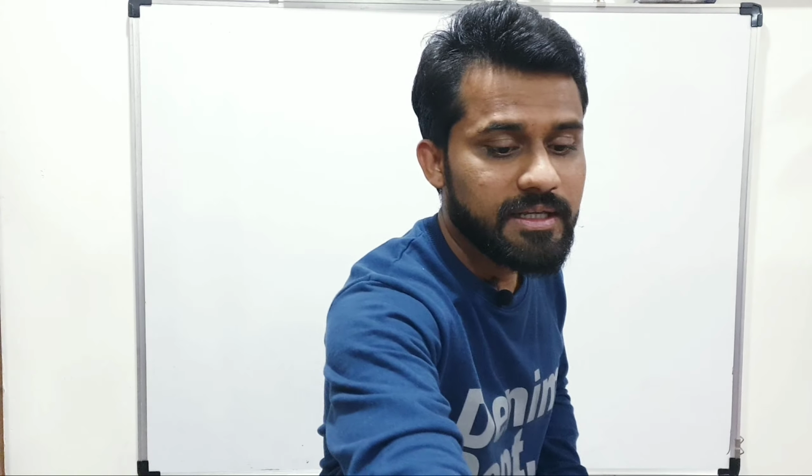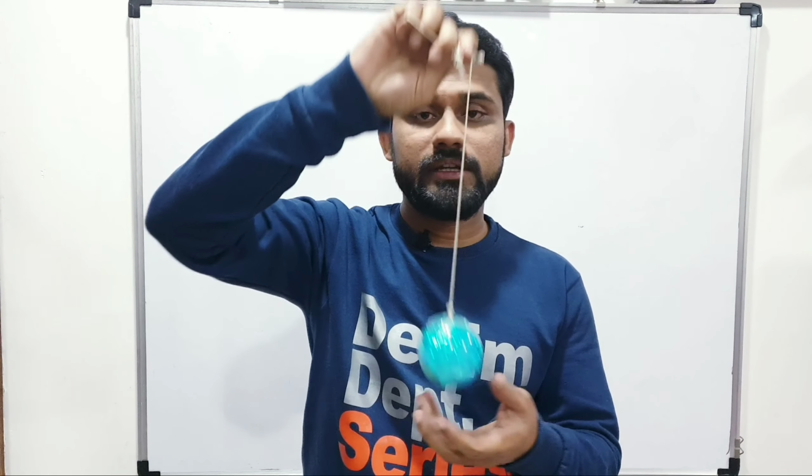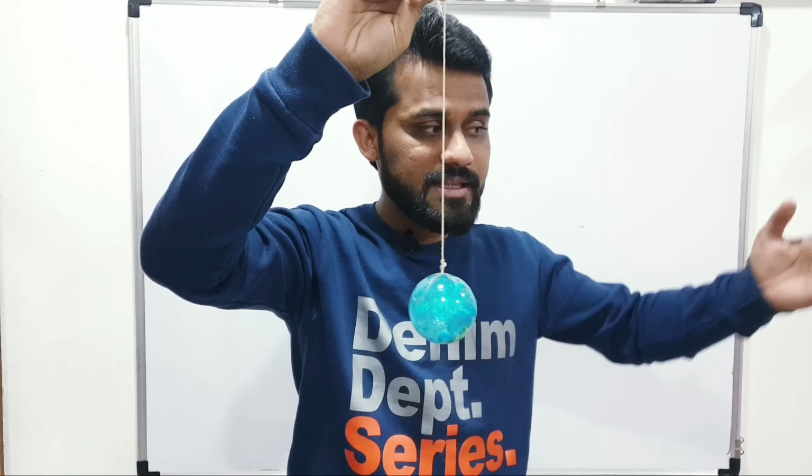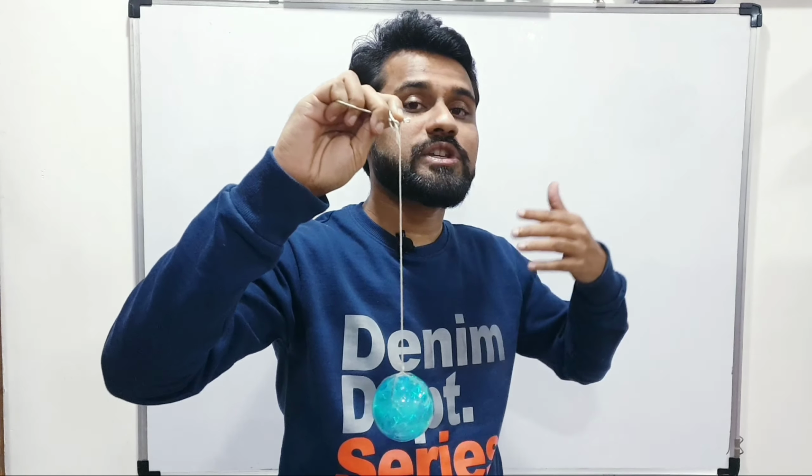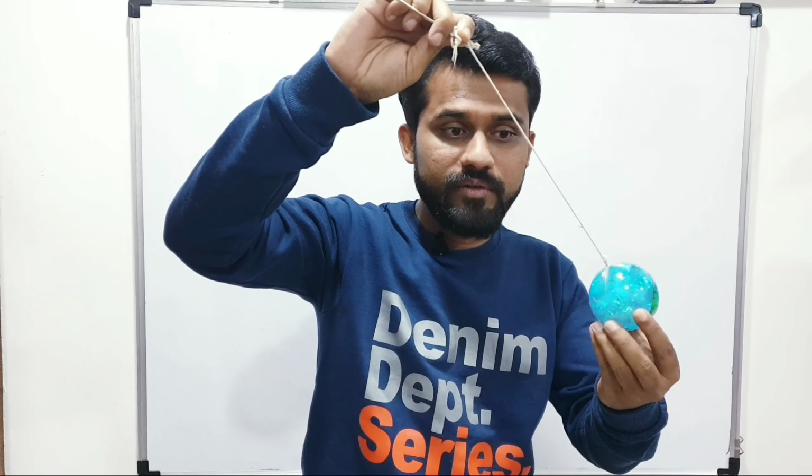For example, if I suspend this pendulum in a car and the car is accelerating forward, the pendulum will shift back. Whereas if the car is slowing down, the pendulum will move forward.